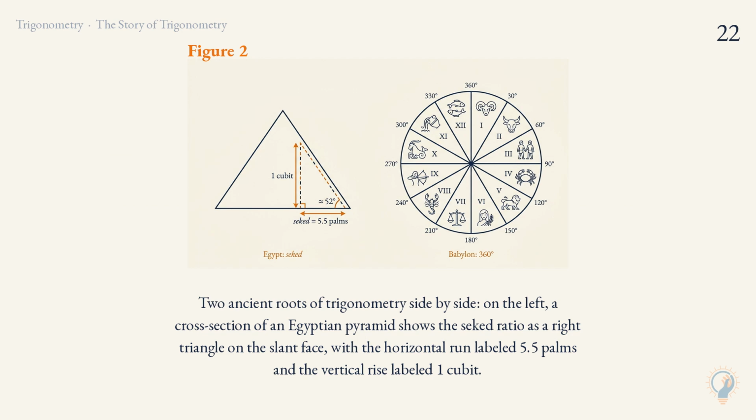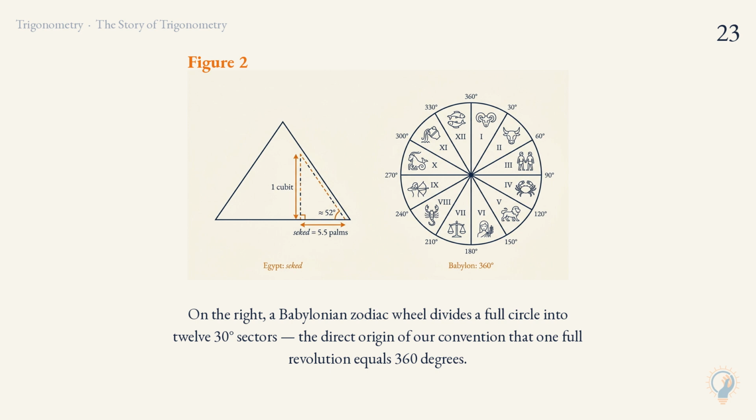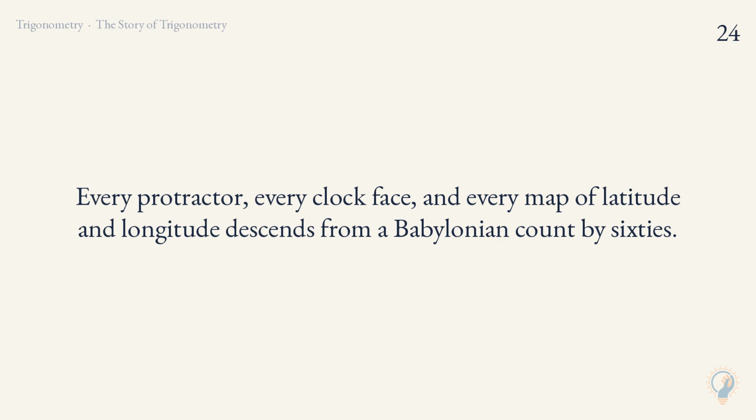Figure 2. 2 ancient roots of trigonometry side by side. On the left, a cross-section of an Egyptian pyramid shows the seked ratio as a right triangle on the slant face, with the horizontal run labeled 5.5 palms and the vertical rise labeled 1 cubit. On the right, a Babylonian zodiac wheel divides a full circle into 12 30-degree sectors, the direct origin of our convention that 1 full revolution equals 360 degrees. Every protractor, every clock face, and every map of latitude and longitude descends from a Babylonian count by 60s.